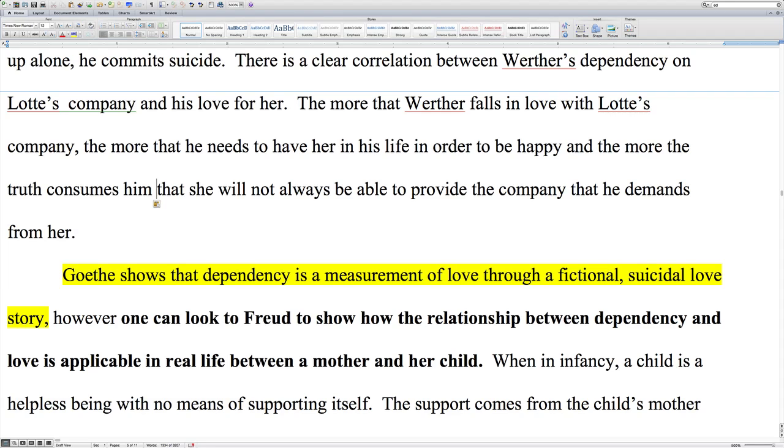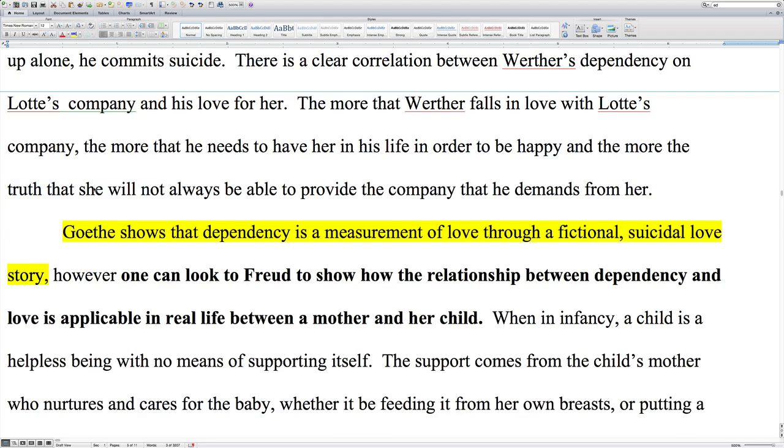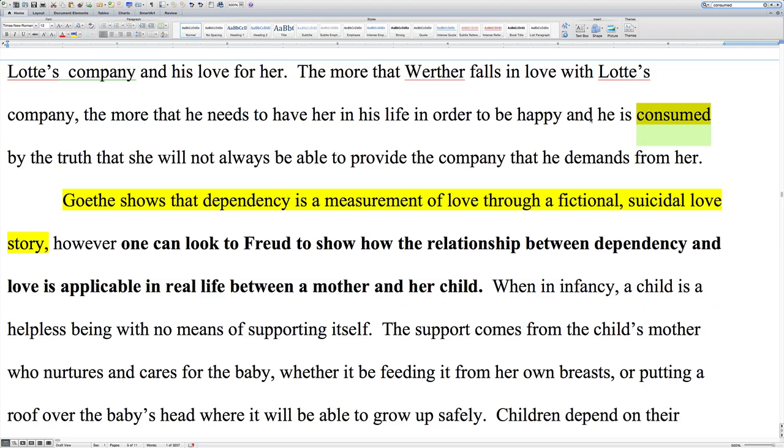Okay. Did you see that? Again, consumes is the verb. Who or what is doing that consuming? The truth is. The truth consumes him. And the original was, and here's the original, that he is consumed by the truth, right?